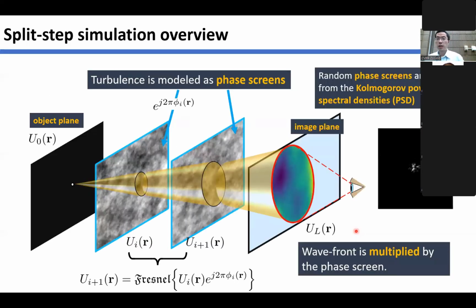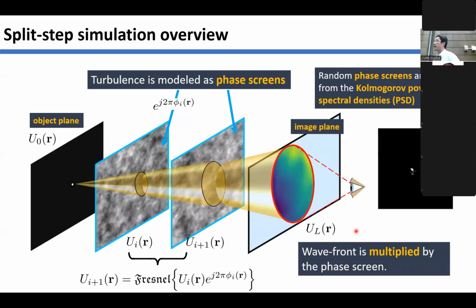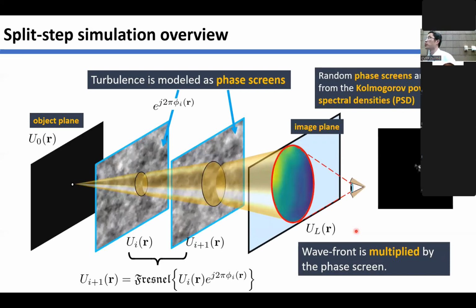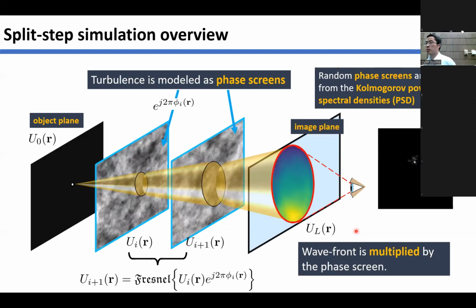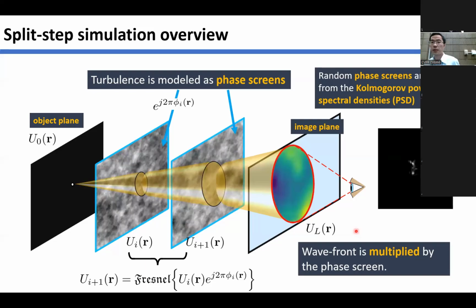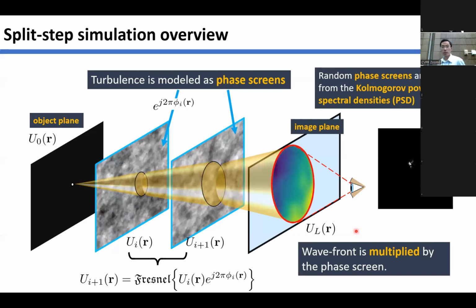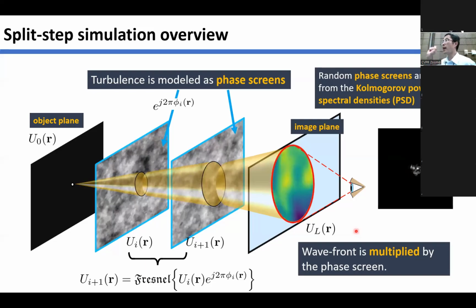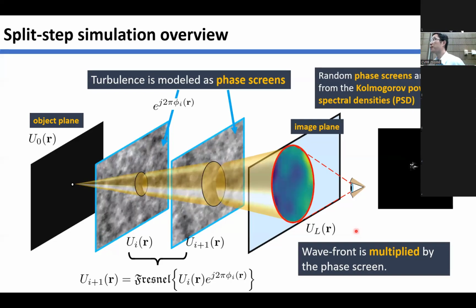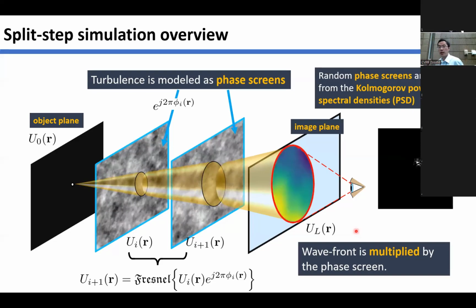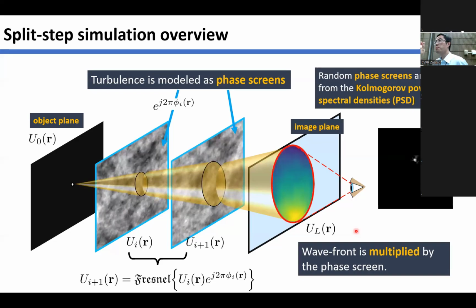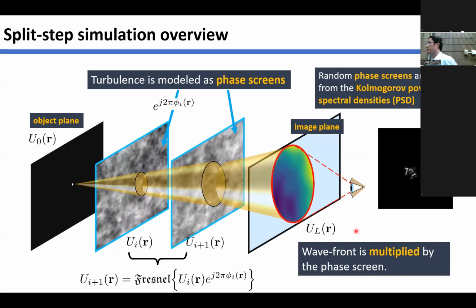Okay, so to get started, let me talk about this mainstream method. It's called split-step propagation. If you search the literature on turbulence simulation, that would be the term to look for, split-step propagation. The concept is as follows. You go for every point in the object plane, every single point in the object plane. You slice your propagation path into many, many, many segments.